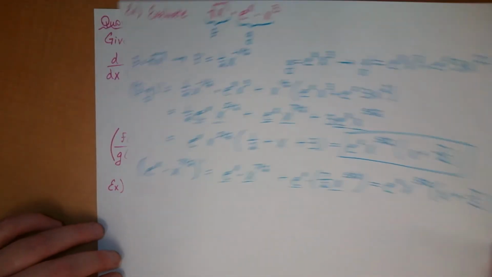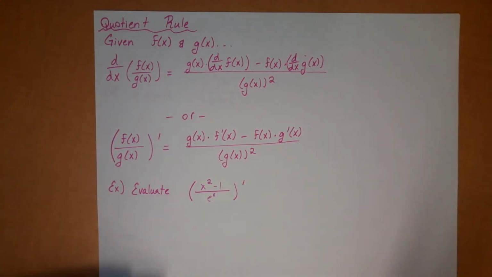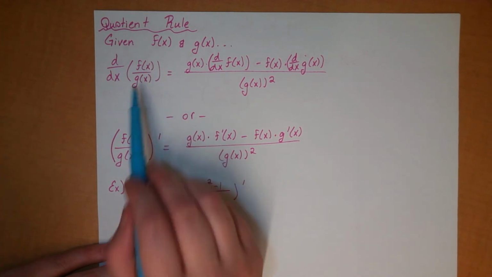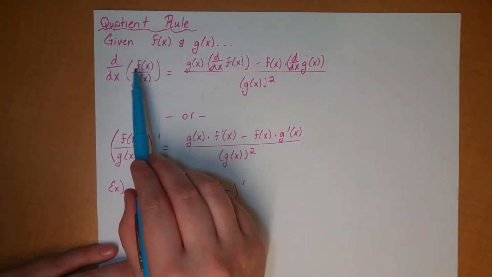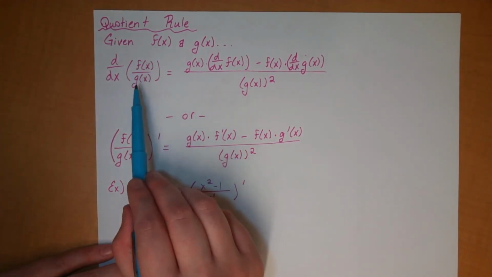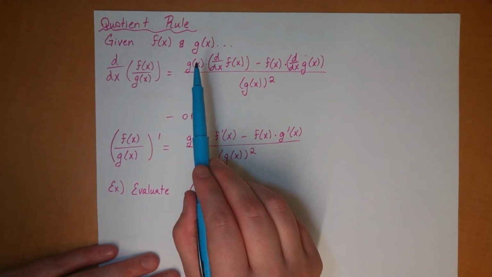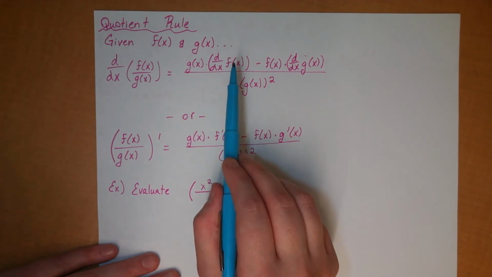Next we're going to talk about the quotient rule. So the quotient rule is when you have an f of x and a g of x, and you're dividing the two functions. So if we want to find the derivative of f of x divided by g of x, what we are going to do is do the bottom times the derivative of the top.